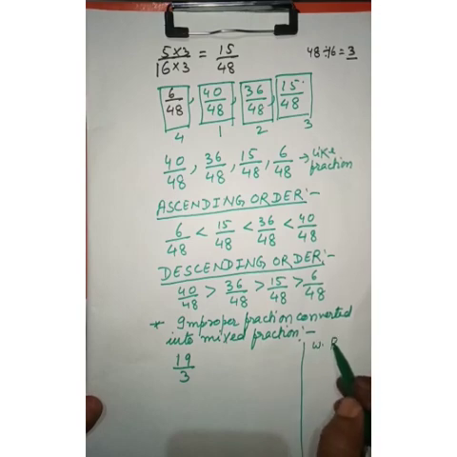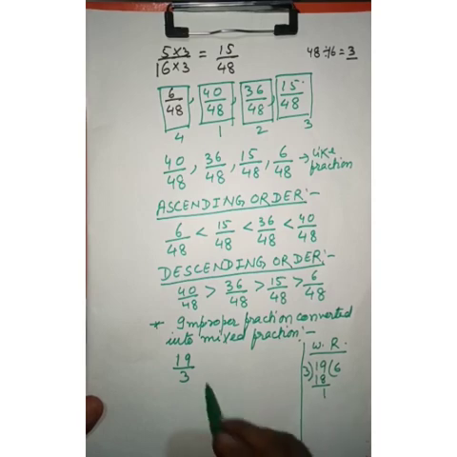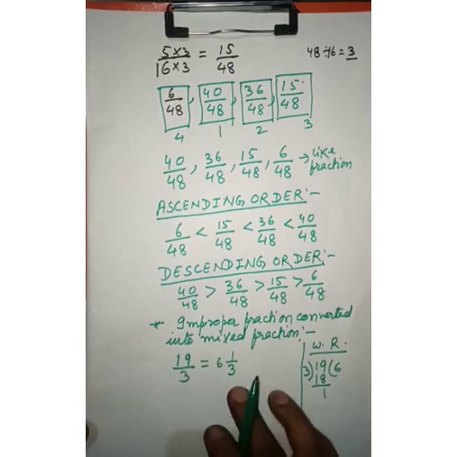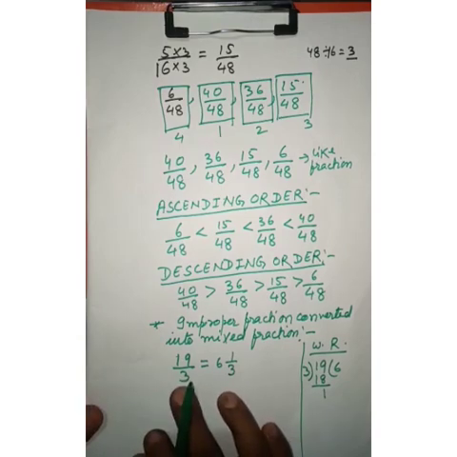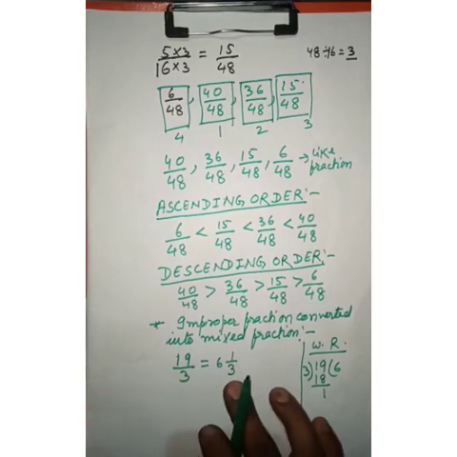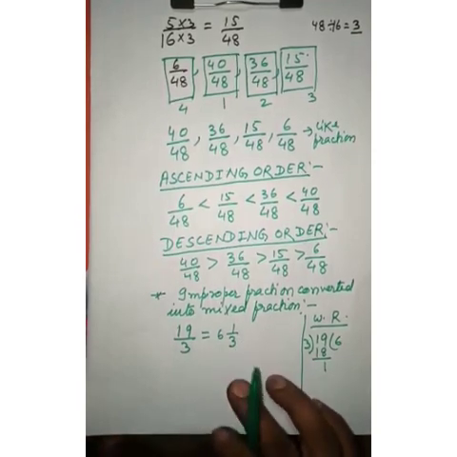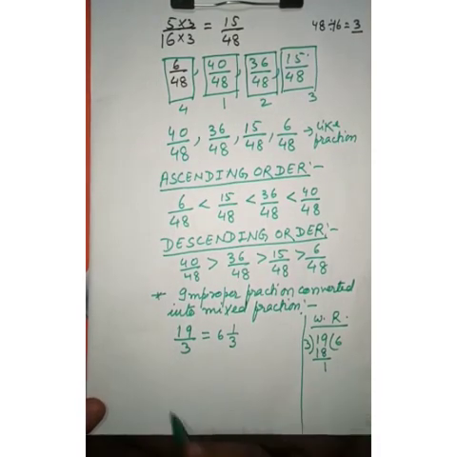Okay, working rule: divide 19 by 3. How many times will it go? 6 times. Right, here 18. Okay, remainder 1. So 6 1 by 3 is our mixed fraction. This is our improper fraction. The improper fraction is converted into a mixed fraction. Like this we convert it into a mixed fraction.